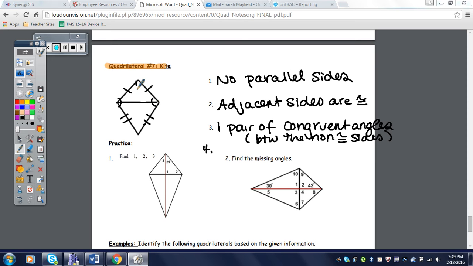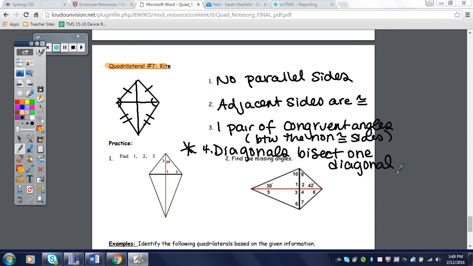If I draw my diagonals, one really important thing, diagonals bisect one diagonal. So if you look at your diagonals, they bisect only one of the diagonals. So it's obviously this one right here. And if I fill up number 5 up here, my diagonals are also perpendicular, which means they meet at 90 degrees. So meeting at 90 degrees would be right there as well.